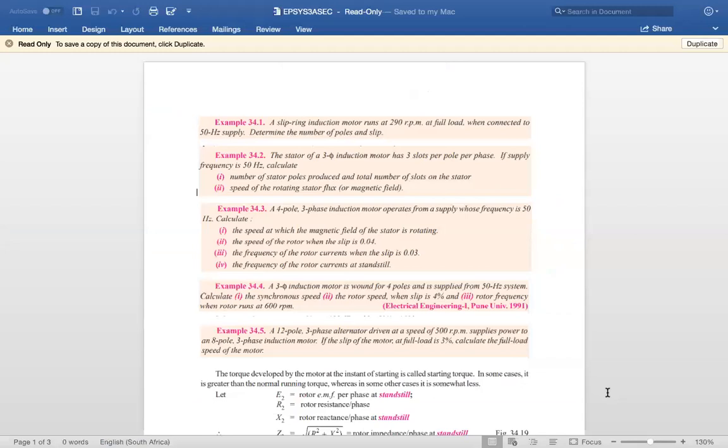Then question number 3. A 4-pole, 3-phase induction motor operates from a supply of the frequency of 50 Hz. Calculate the speed at which the magnetic field of the stator is rotating, the speed when the slip is 4%, and the frequency of the rotor current when the slip is 3%. And fourthly, the frequency of the rotor currents at standstill.